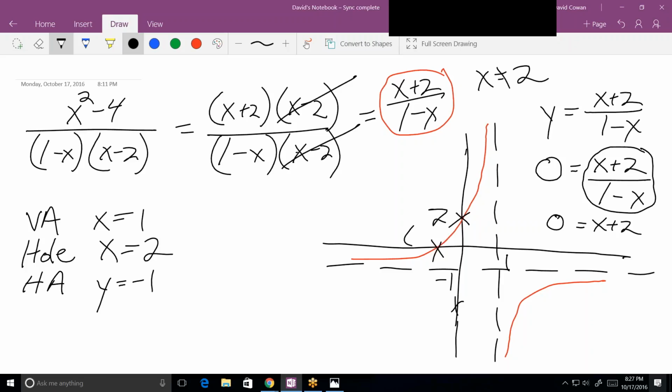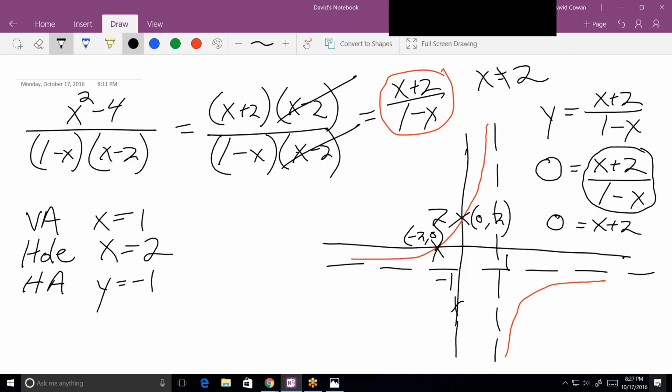So here is the x-intercept, minus 2 comma 0. There's the y-intercept, which is 0 comma 2. And that's the only 2 intercepts we have.